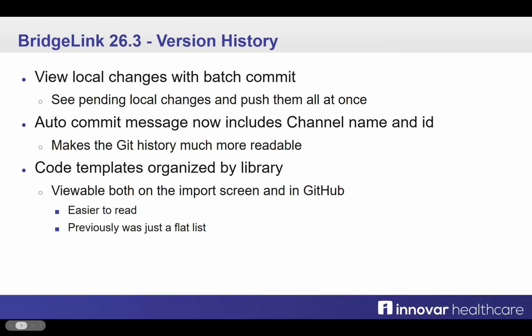When you're doing a commit, there's now an option to do a batch commit, so you can see all the local changes and then push them all at one time. Noticing a trend here, some creature comforts, things to make your life a little easier. The auto commit message now includes the channel name and ID. So when you're looking through your Git history, it's more readable, it's more evident what those commits were for. The code templates are now organized by library, and you can view that both on the import screen and in GitHub. Again, just makes it easier to read. Prior, that was just a flat list, which was a little more challenging to navigate.